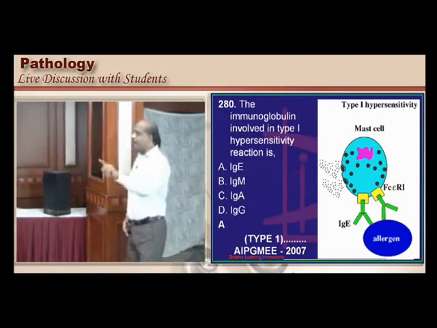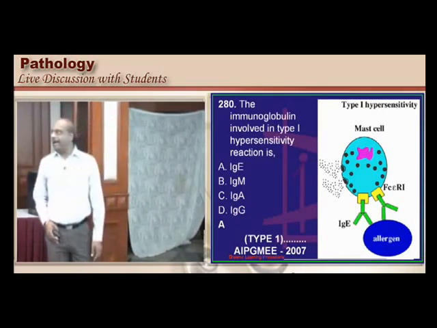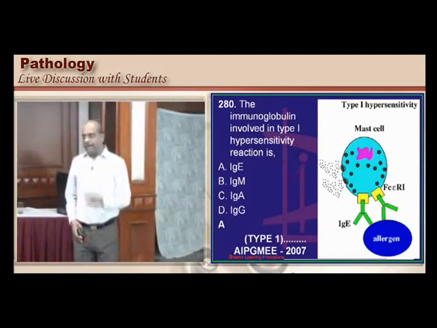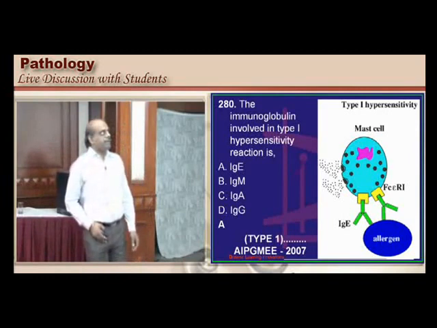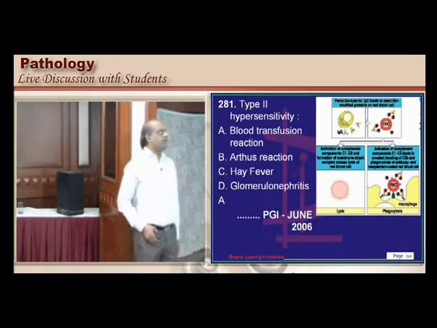So in type 1 hypersensitivity, the immunoglobulin which is involved is immunoglobulin E, IgE, is what needs to be basically remembered, and it is the mast cell degranulation which will occur the moment IgE goes and attaches, and that leads to development of a type 1 hypersensitivity reaction. Then what is type 2 hypersensitivity among this?